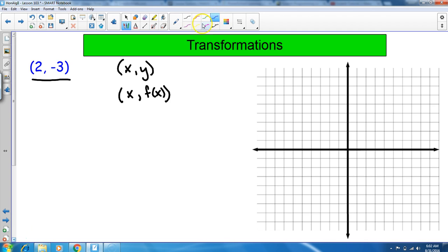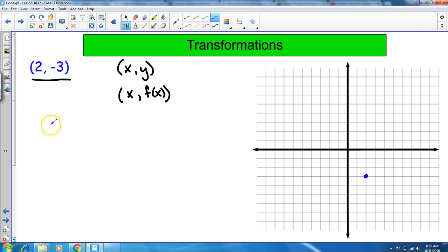Okay, so let's take a look at this. Let's go ahead and plot our point. That's at (2, -3): 2 in the x direction, -3 in the y direction. There's my point. I want that point to be blue. So what we want to look at is how can we move this point around? How can we change and manipulate this point? And when we do, what happens to the coordinates?